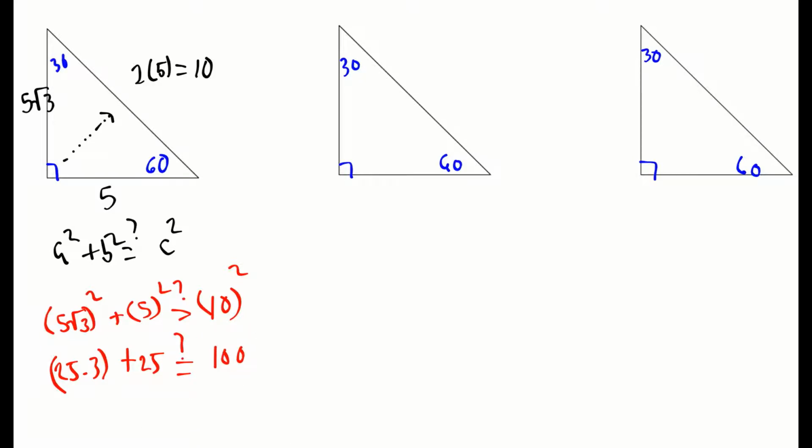Well, let's clean this up a little bit. On the left hand side, we have 25 times 3, that's 75. 75 plus 25, does that equal 100? Well, maybe it does. Well, 100 actually does, right? All right, there it is. And it looks like it works. A squared plus b squared says that this is in fact a right triangle, and one of those special ones, that 30, 60, 90, right?